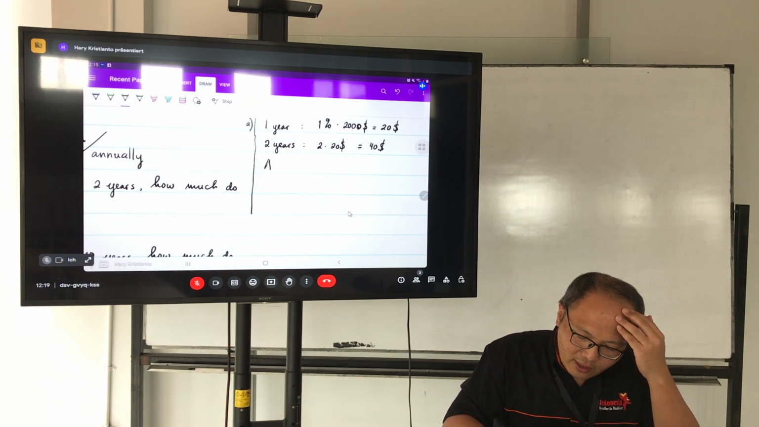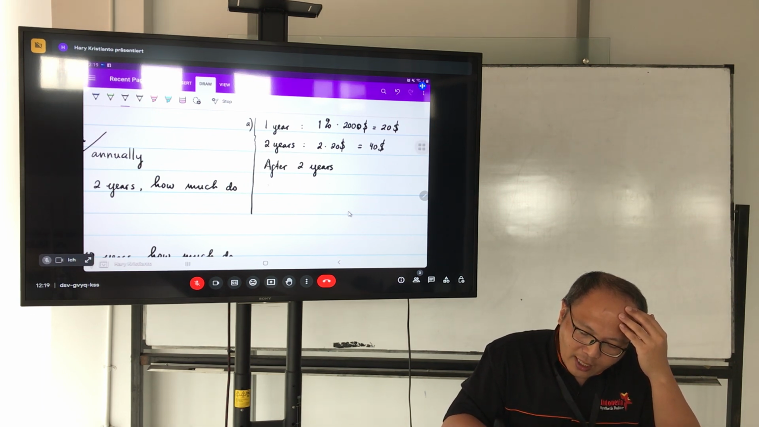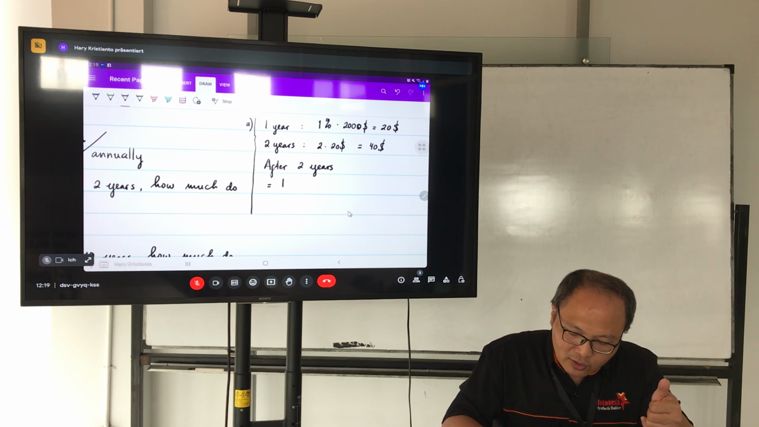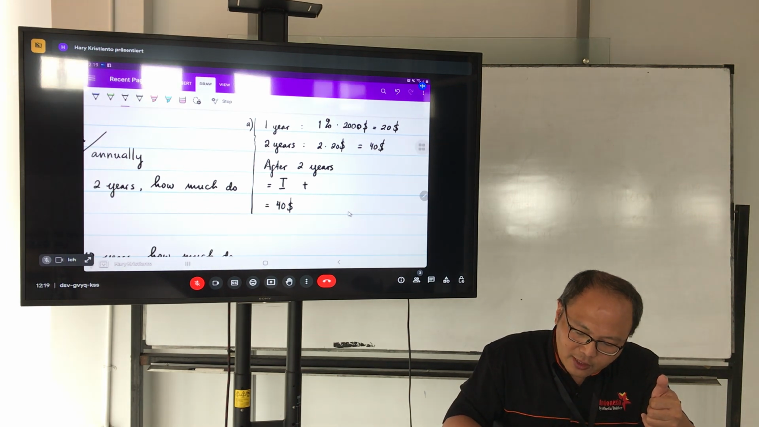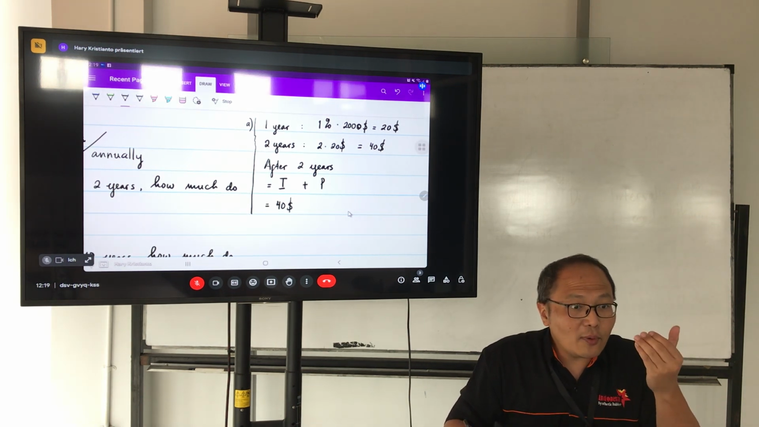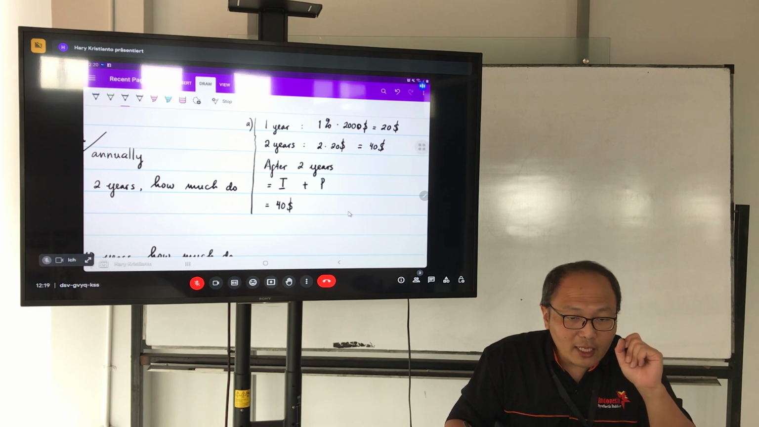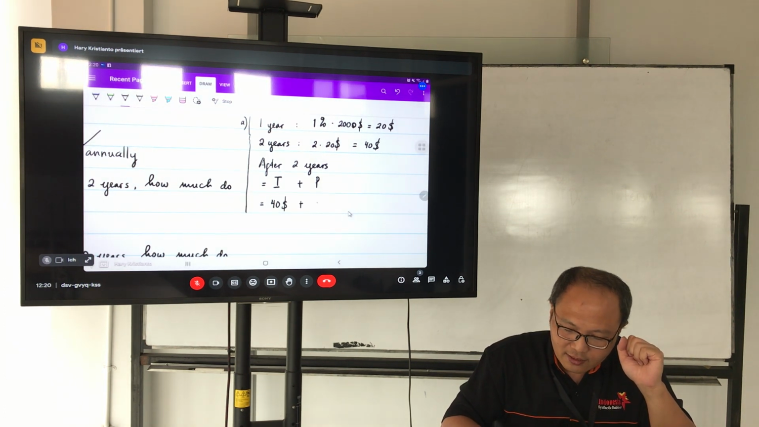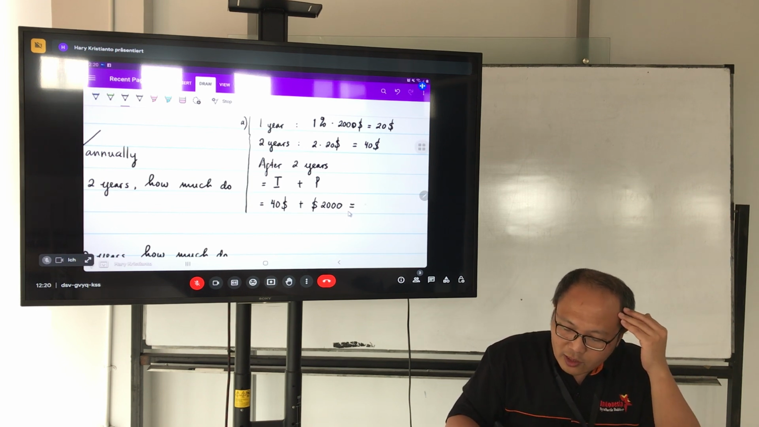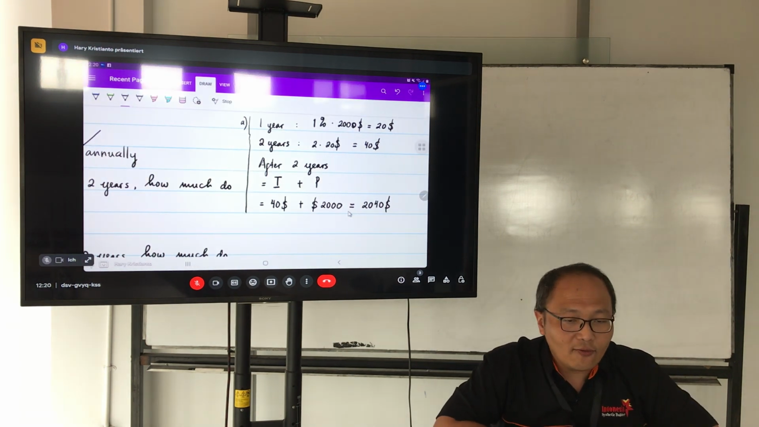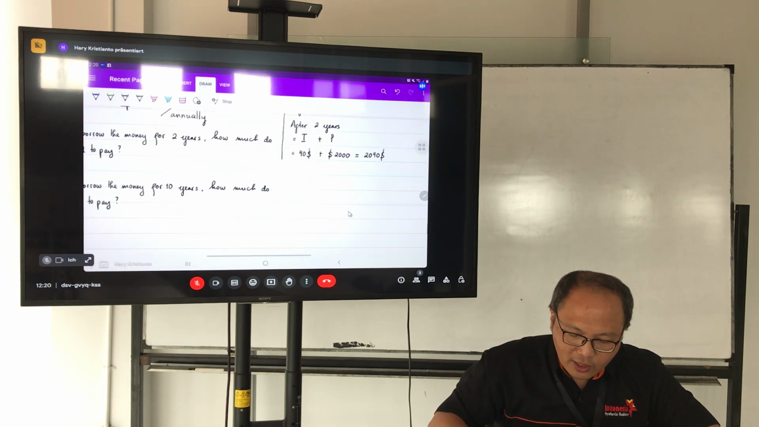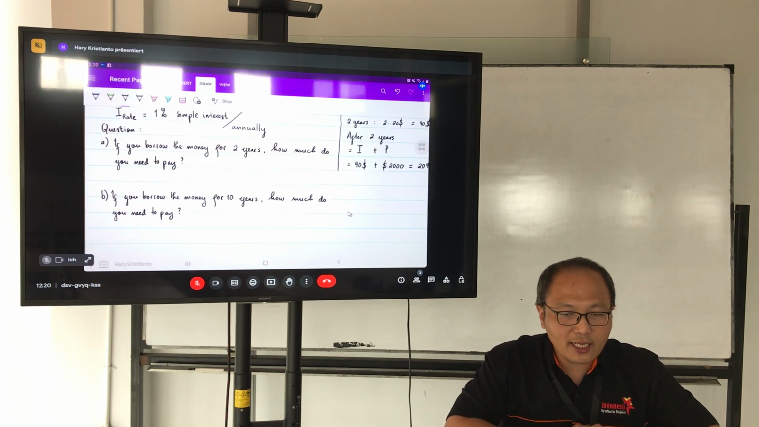So after 2 years, you have to pay the interest, which is $40, plus the principal money, right? The money you borrowed, the first main money you borrowed, which is $2,000. Yes, together it will be $2,040 that you need to pay. Very good. Now, the same idea you can apply for the B question, correct?